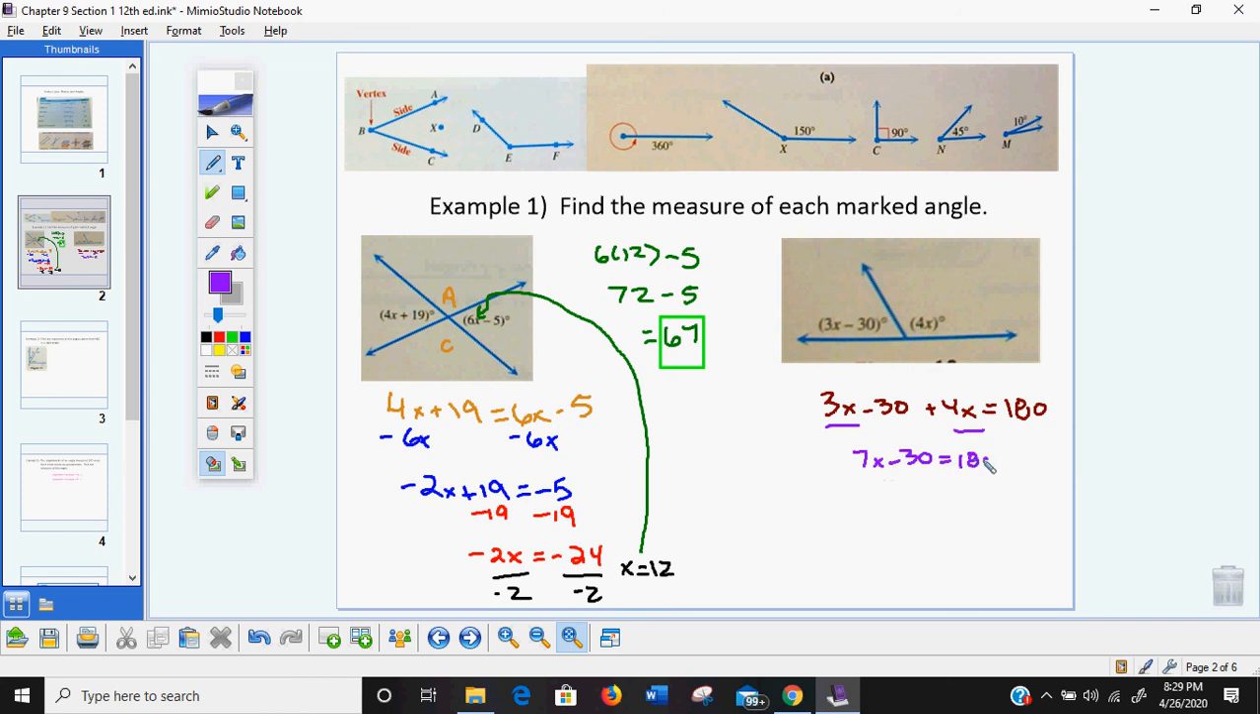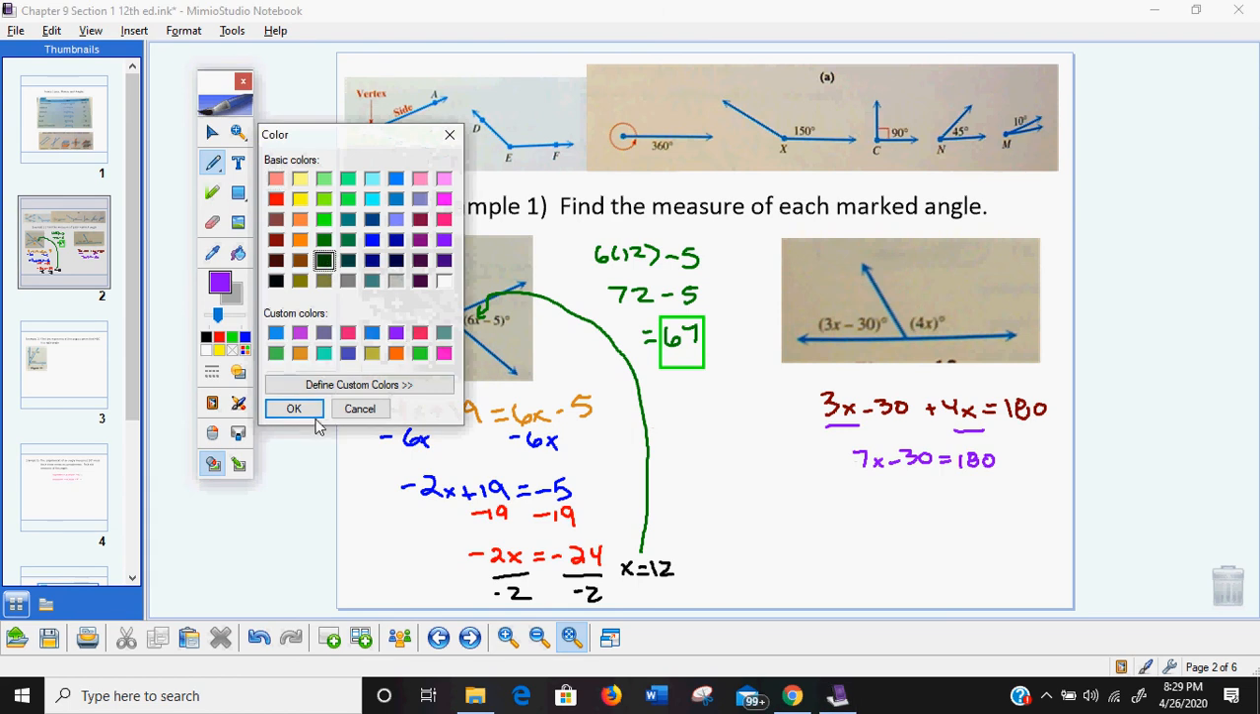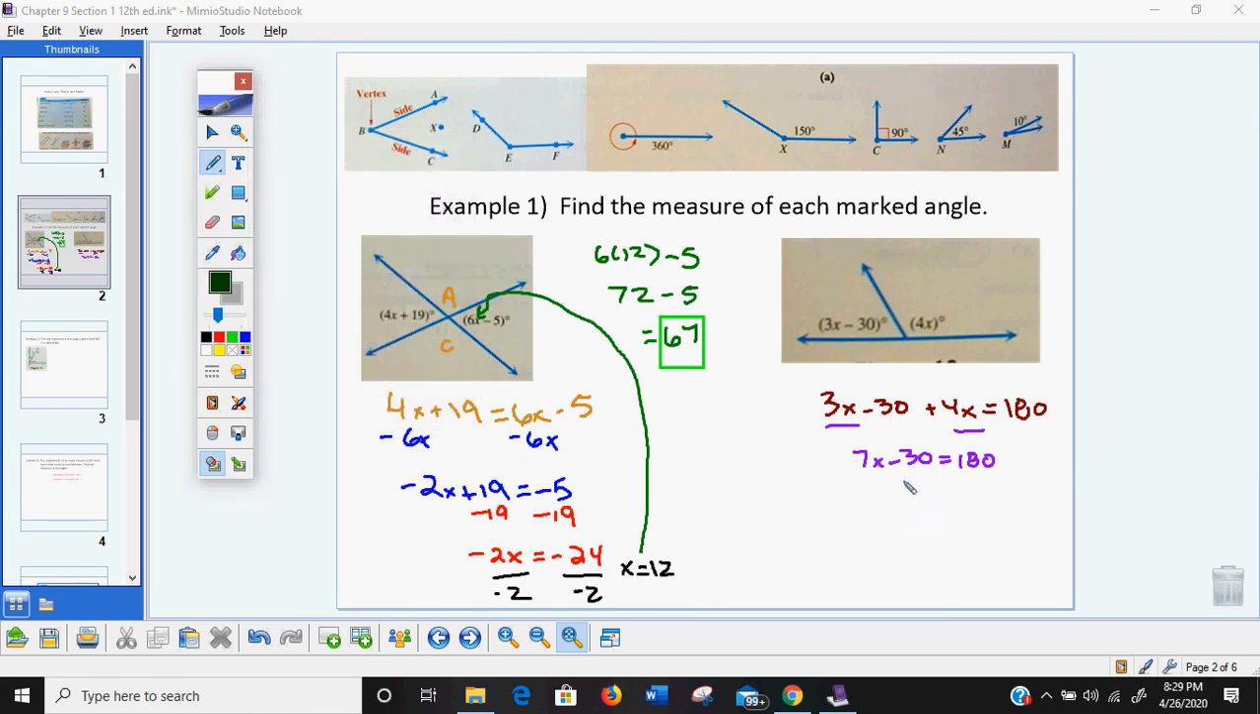I'm going to move my 30. I typically do letters left, numbers to the right. So I'm going to move that negative 30, which means I'm going to add 30 to both sides. Then I get 7x is equal to 210. Divide by 7, and x is going to equal 30.